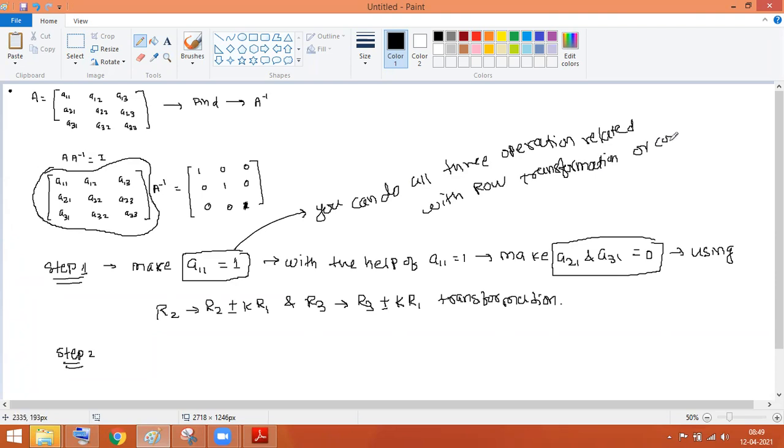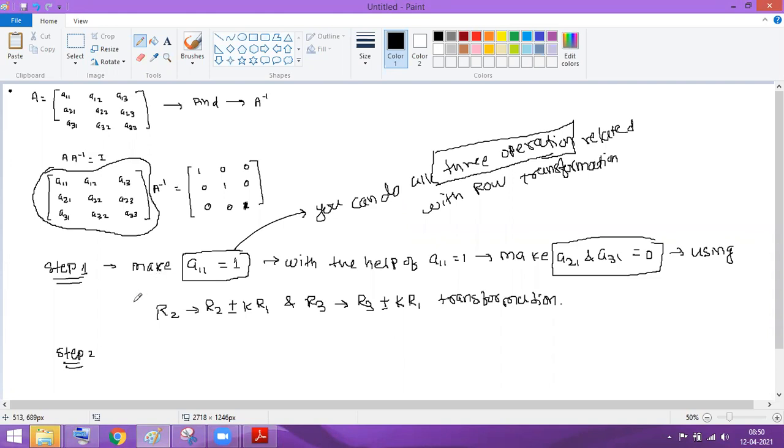Or you can use column transformation, but don't mix them. Do not do columns and rows together. If you are solving for the rows, then solve for the rows throughout. If you are solving for the columns, then solve for the columns throughout, but don't mix the columns and rows together. Clear with this? You can interchange, I told you, any of the 3 operations given to you, you can use any operation there and make A11 equal to 1. Clear? You can do any operation there.